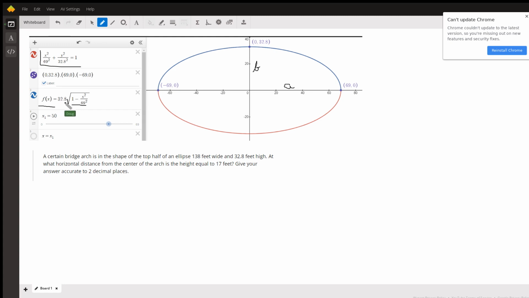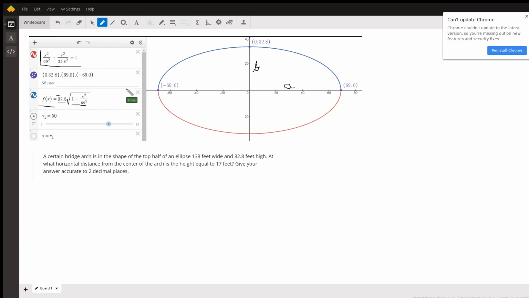Of course, the square root of 32.8 squared is 32.8, and then I need the radical symbol for the square root of 1 minus x squared over 69 squared. Notice that this has an understood plus sign in front. If I put a minus here, I get the bottom half of the ellipse.